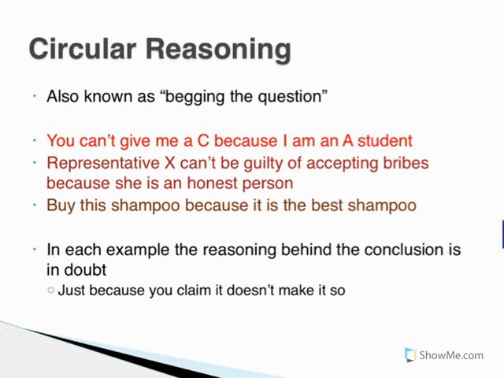In fact, you can argue back to the person who says you can't give me a C because I'm an A student. You can say, if you were an A student, you would have had an A. And so you got a C, and so that means that you're a C student. That is the evidence that actually supports the claim that you're making, not the other way around.